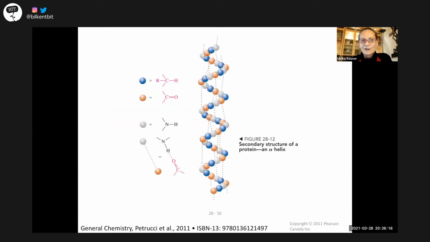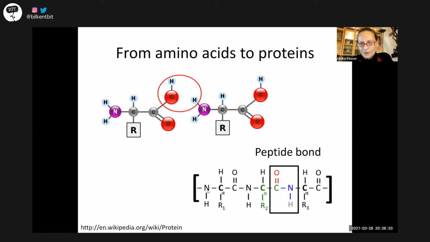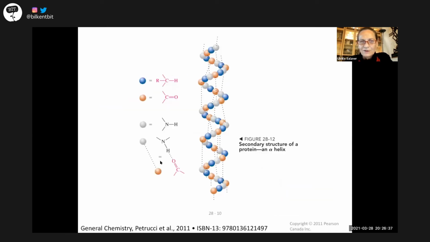Okay, so now we make a shortcut. If you look at it, what we have are NH groups, CRH groups, CO groups, NH groups, and so on. Because these molecules are really huge, they have in the end tens of thousands of atoms. It's very difficult to draw or to picture it. So now we make shortcuts.